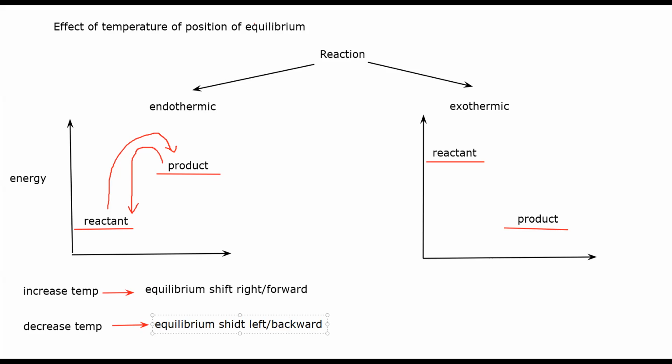Is it clear? The effect of temperature for a reversible reaction which is endothermic: I supply energy, so I will get more product, or equilibrium shifted towards right hand side. And if I remove the energy, I decrease the temperature, so I'll get more reactant. So I will say equilibrium is shifted towards left hand side or backward.